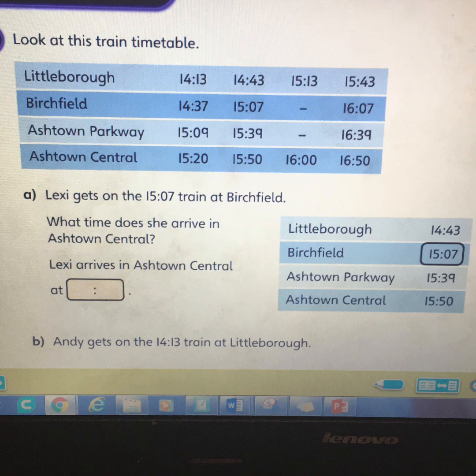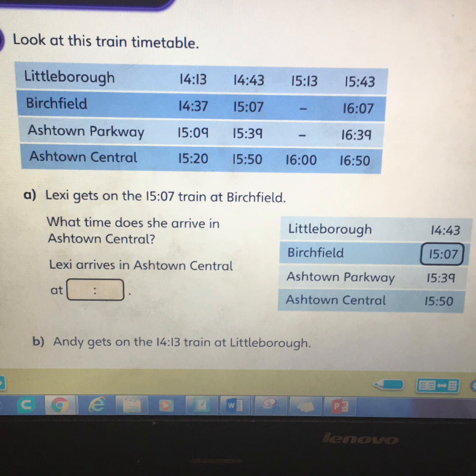So the 15:13 train from Littleborough doesn't stop at Birchfield and doesn't stop at Ashtown Parkway. It goes straight through to Ashtown Central. So if she got on that one, she wouldn't be able to stop. She'd have to get off at Ashtown Central and then she'd have to get a train back to Ashtown Parkway.